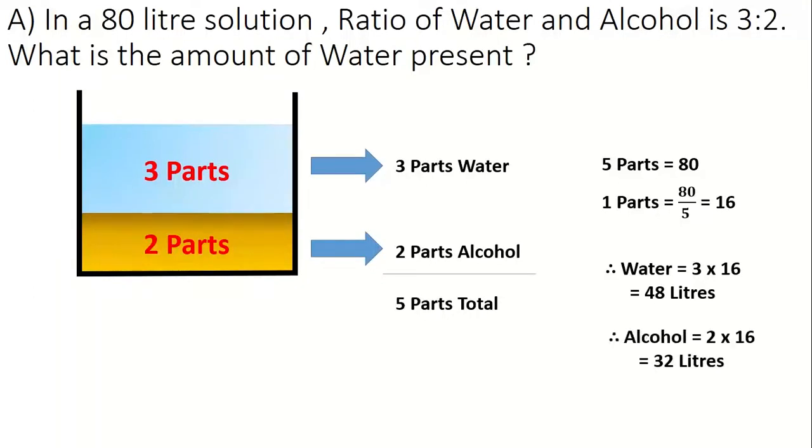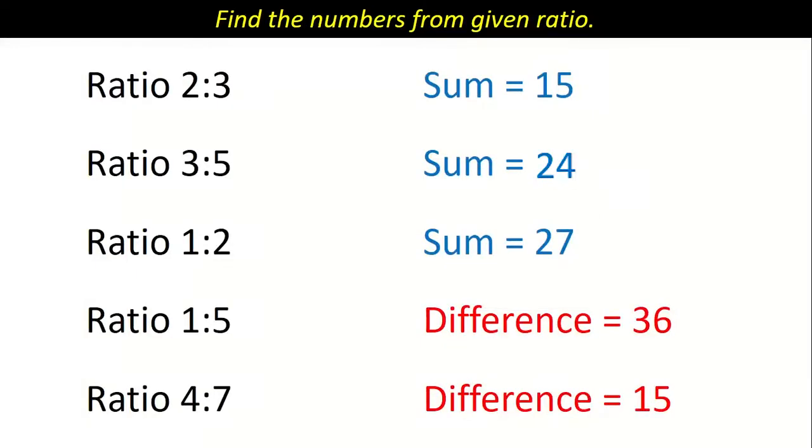You can directly solve this as 3 parts out of total 3 plus 2, which is a total of 5 parts, into 80, which is 48 liters. So based on this theory of parts, we are going to solve a few more examples. You have to find the numbers from the given ratio.